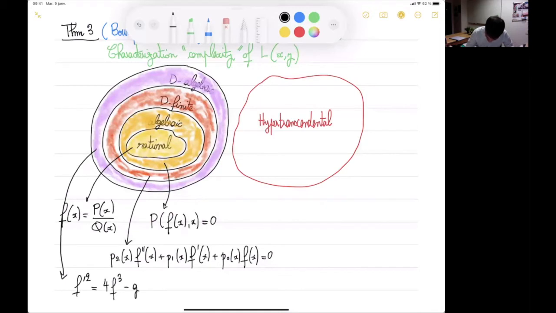But it's called D-algebraic. So here I'm writing the differential equation for the Weierstrass p function. But anyway, this is some differential equation. And so we have all these nice functions on the left, and then we have all the other ones, which by definition are called hypertranscendental. So here it means that all these functions in the red part do not satisfy any differential equation. So there is no differential equation for all these functions.